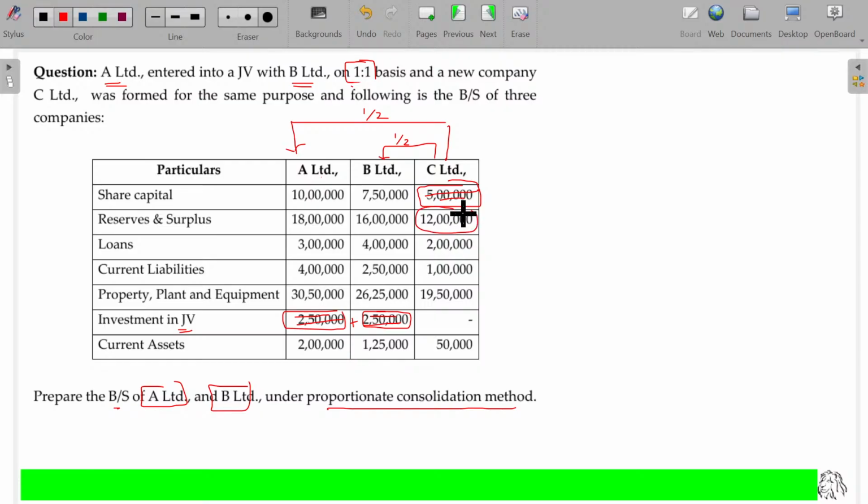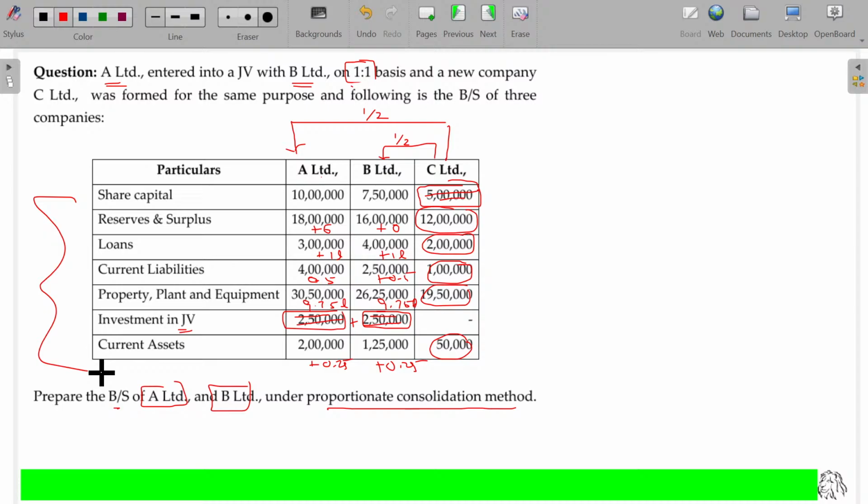This 12 lakhs will be now merged with 6 lakhs here and 6 lakhs here. This 2 lakhs is merged with loans 1 lakh, 1 lakh. Okay, here 0.5 lakhs and 0.5 lakhs. Here 9.75 lakhs, 9.75 lakhs. And this will be 0.25 lakhs, 0.25 lakhs. That's all. So we have been given the balance sheet items.